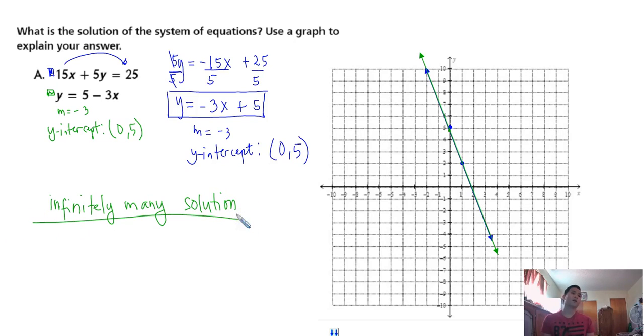Every time you encounter two equations that, when you graph them, give the same line, you can immediately say that the slopes are the same and the y-intercepts are the same, then it's the same line. So the answer there is infinitely many solutions.